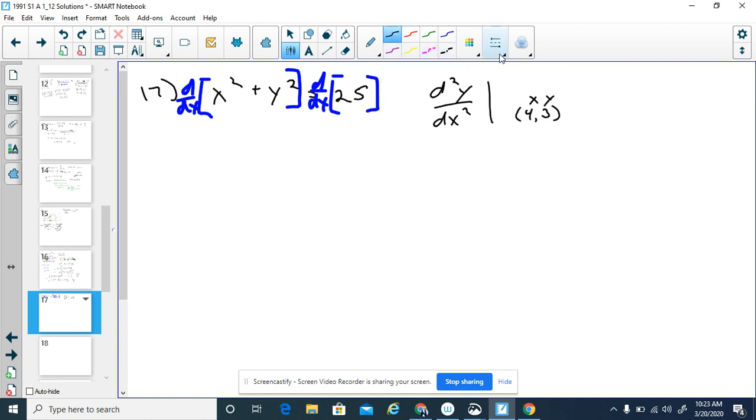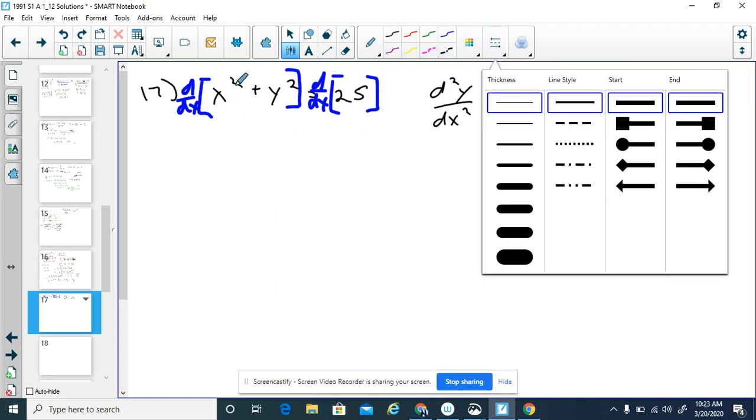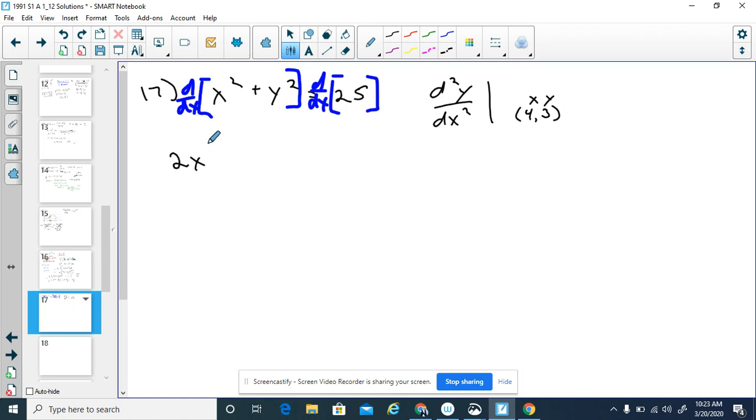So here we go. The derivative of a sum is the sum of the derivatives. So the derivative of x squared is 2x, right? 2x to the 1. Easy breezy. What's the derivative of y squared? If I said what's the derivative of y squared with respect to y, you would tell me 2y, you'd call it a day. But I'm not asking that.